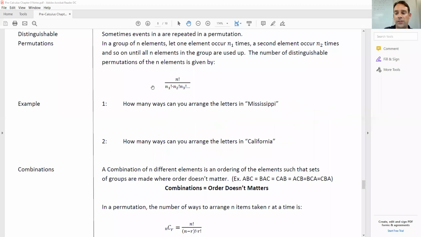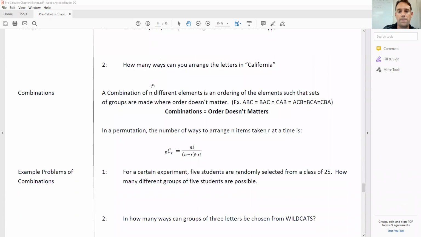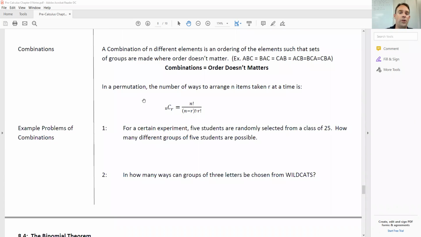The last thing we're going to look at today is something called a combination. Now, a combination is when order doesn't matter. Order doesn't matter. Look, it's very similar to a permutation. If you notice, here's our permutation formula. It's just we have an extra r factorial in the denominator.